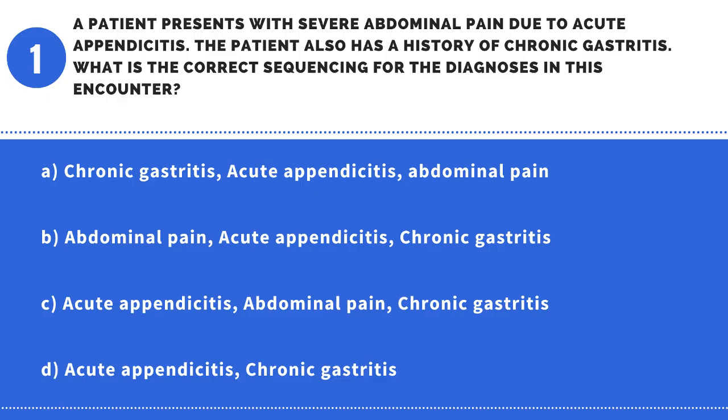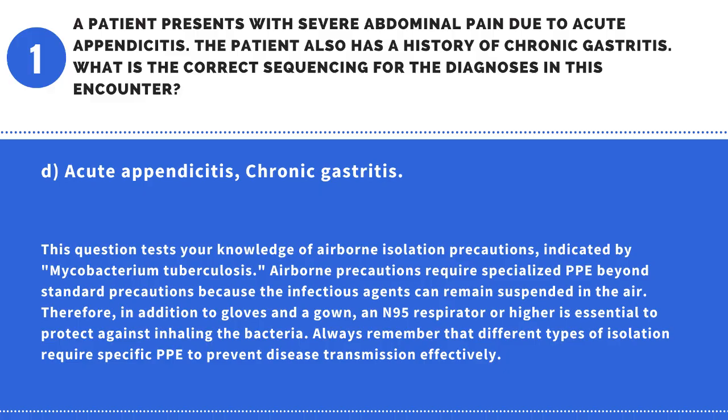B. Abdominal pain, acute appendicitis, chronic gastritis. C. Acute appendicitis, abdominal pain, chronic gastritis. D. Acute appendicitis, chronic gastritis. Answer: D. Acute appendicitis, chronic gastritis.